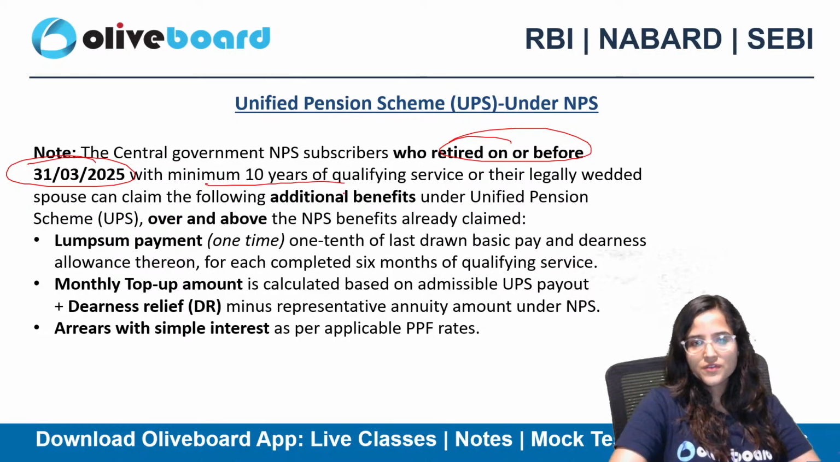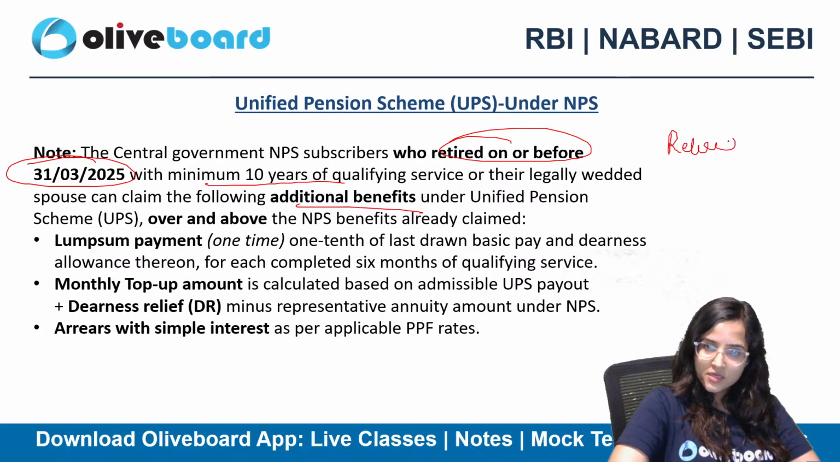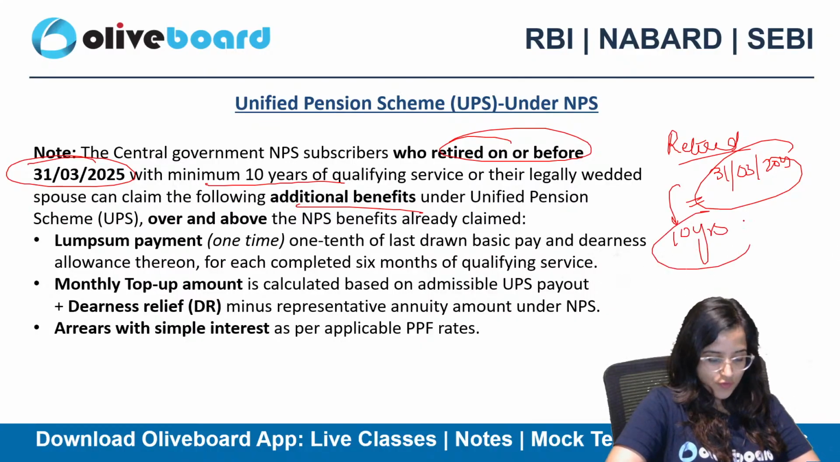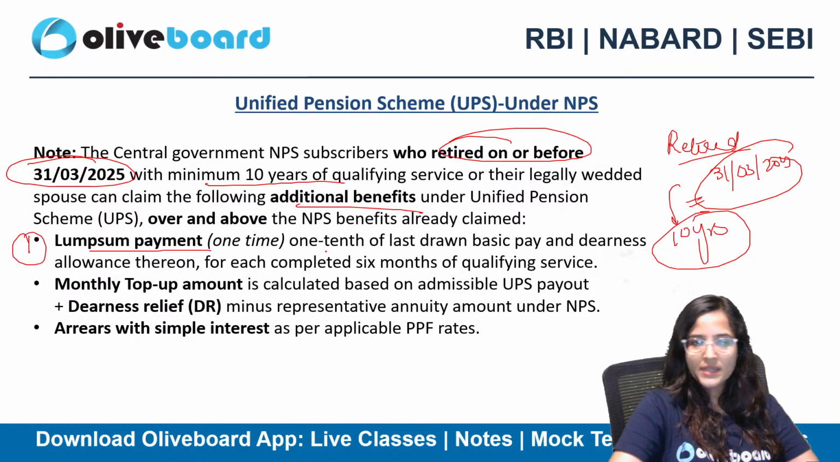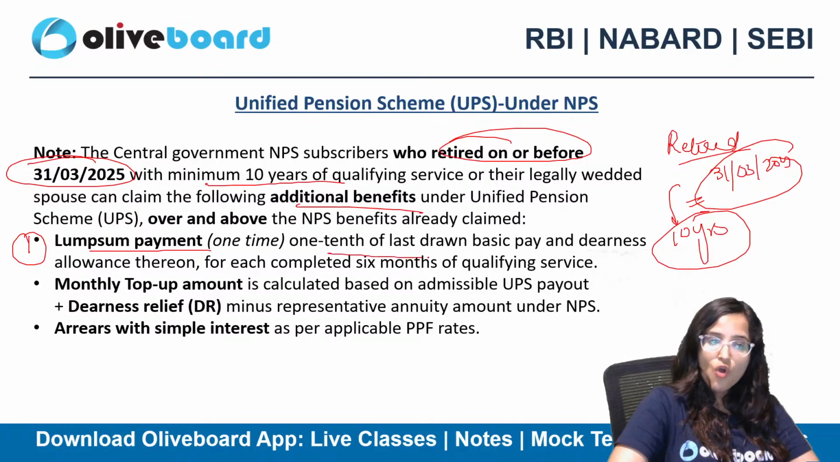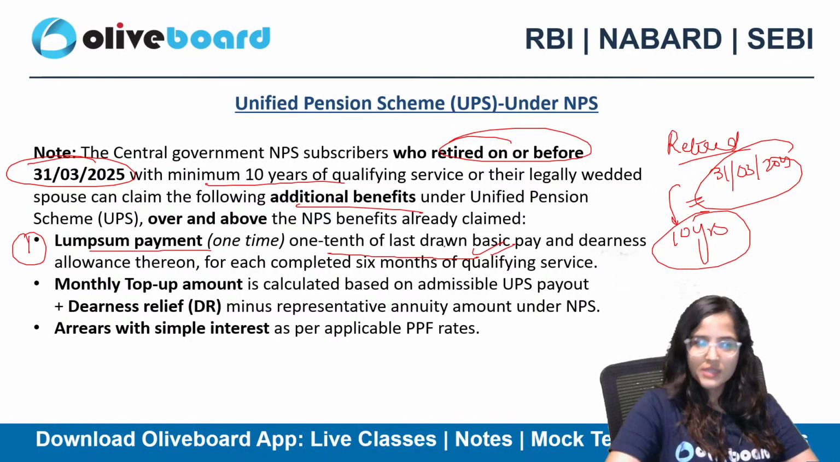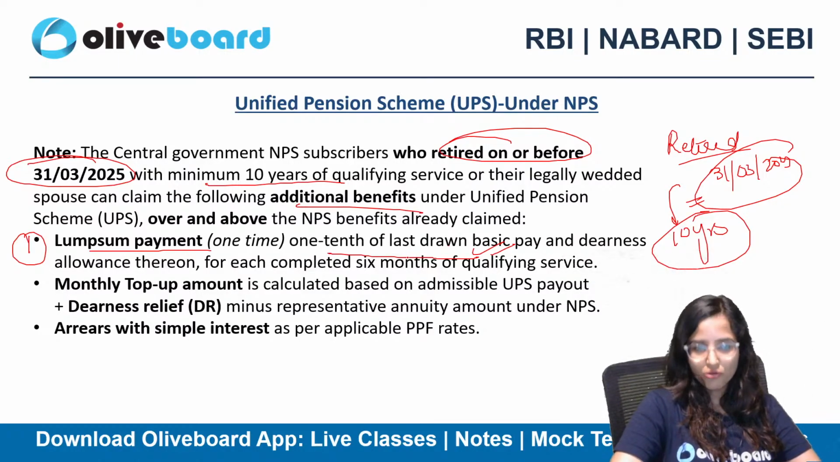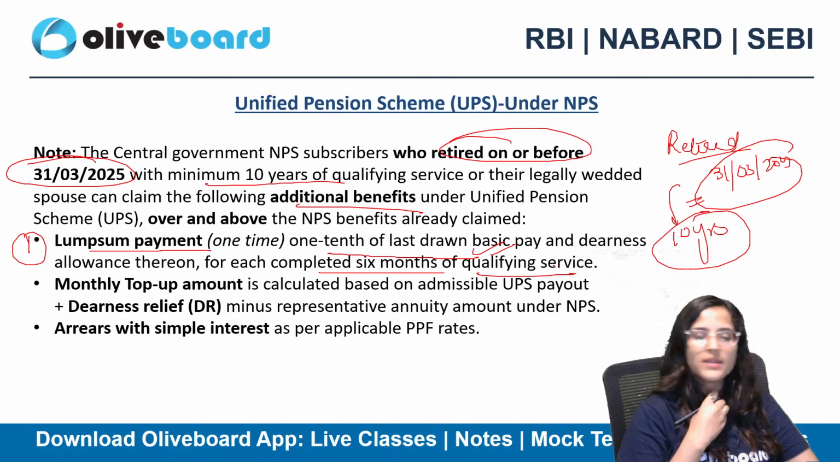Okay? The central government NPS subscribers who retired on or before 31st March 2025, who have a minimum of 10 years of qualifying service, are going to get some additional benefits. And what are those benefits? Firstly, they're going to get a one-time lump sum payment of 1/10 of the last drawn basic pay and dearness allowance for each completed 6 months of qualifying service.